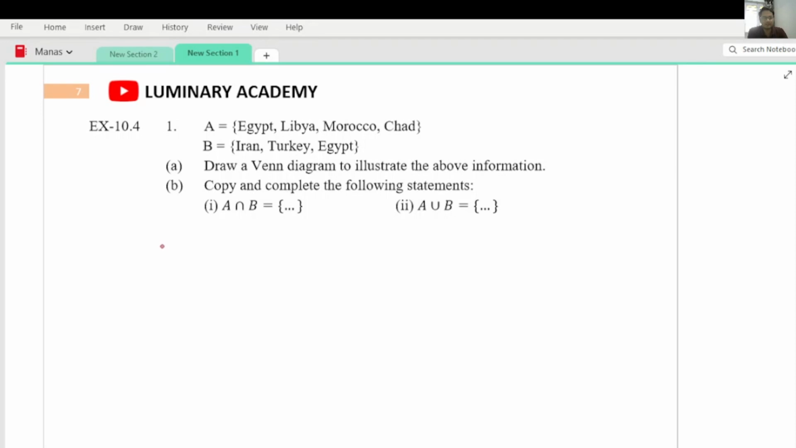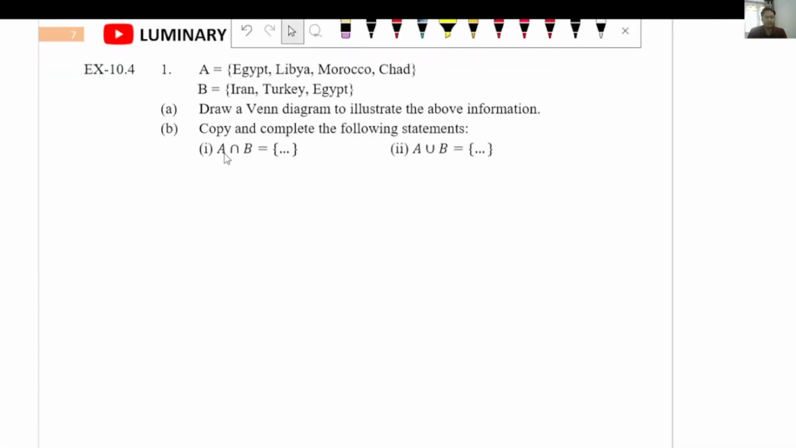Okay, in this it is written that A is a set in which there are country names, that is Egypt, Libya, Morocco and Chad, and in the B set there are Iran, Turkey and Egypt. Draw a Venn diagram to illustrate the above information, and copy and complete the statements A union B, A intersection B. So to do this, first we need to draw the Venn diagram. I'll be just drawing one diagram.